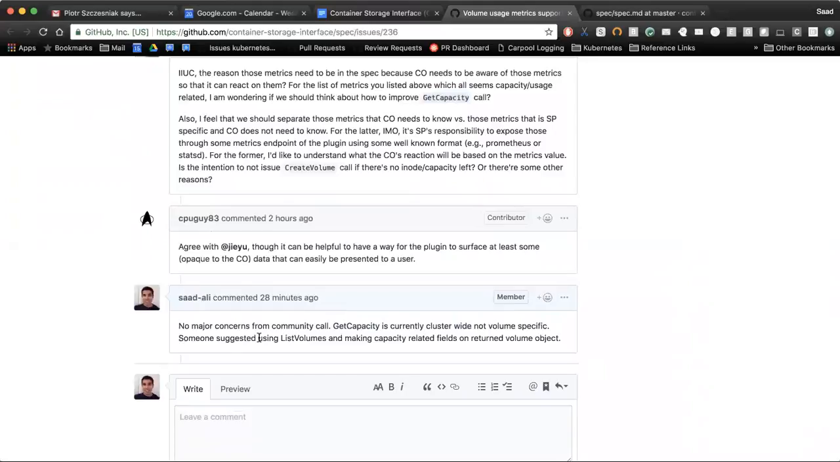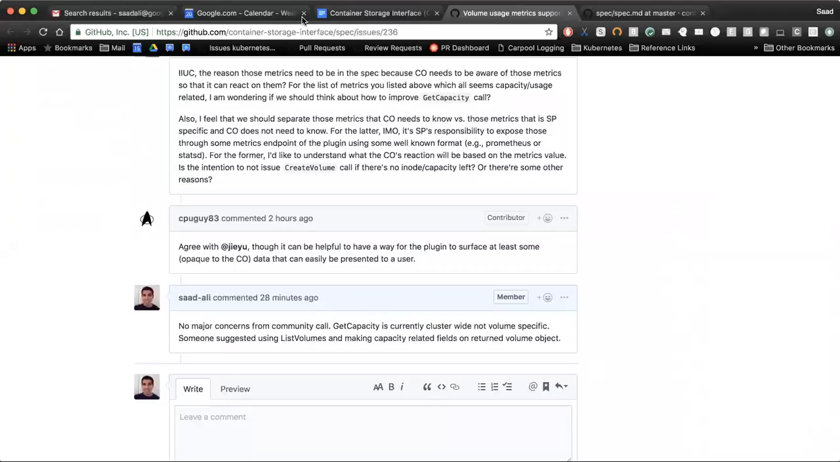Any thoughts on that? The list volume object, I think that will work. It's just that list volume is, I think, a control plane, more of a control level call. The preferable thing here would be to get something at the node. The capacity is more related to nodes, so it'd be preferable to get something at the node level. And that's what I was thinking.